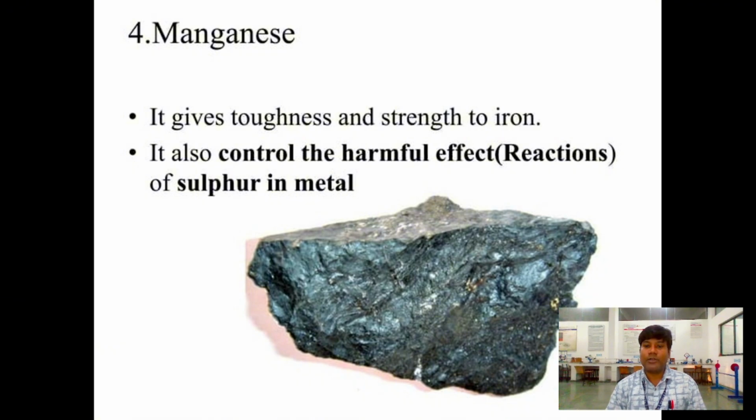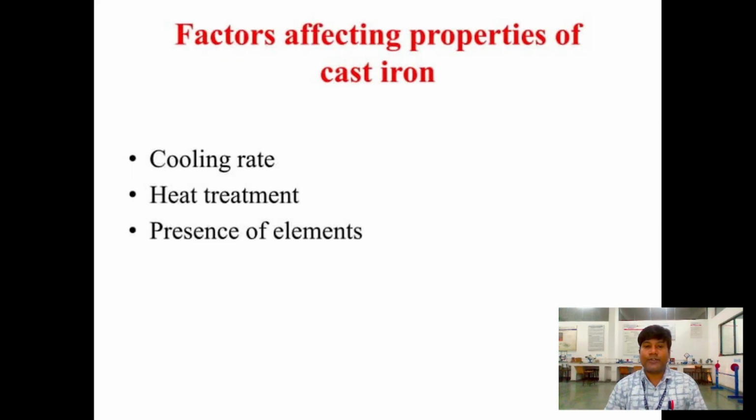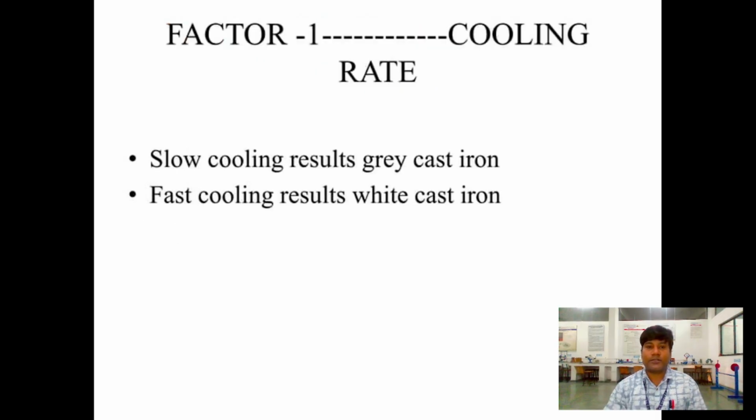It also controls the harmful effect of sulfur in metals. So these are the various elements that help it melt easily. It also gives brittleness like sulfur, so for that we have to minimize the percentage level. The various factors affecting cast iron are: first, cooling rate; then heat treatment; and the presence of elements.